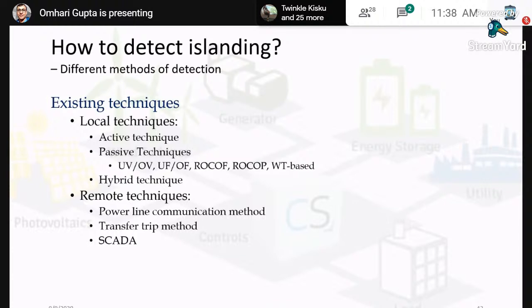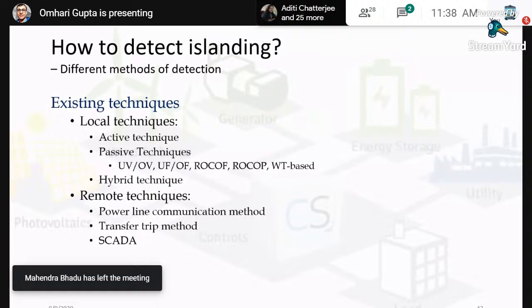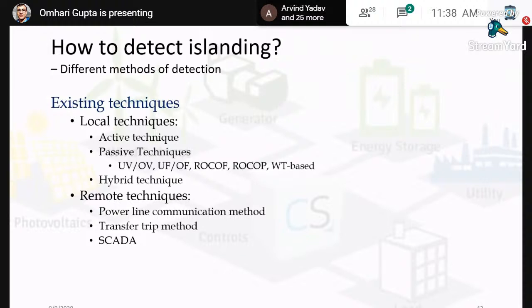Okay, and then there is the passive technique. In passive technique, we just make use of the local measurement and we do not intend to inject anything into the system. In active technique, we were injecting something and then based upon the response, we were deciding whether the islanding has occurred or not. However, in passive techniques, by just monitoring the measurements, we have to decide whether the islanding has occurred or not.